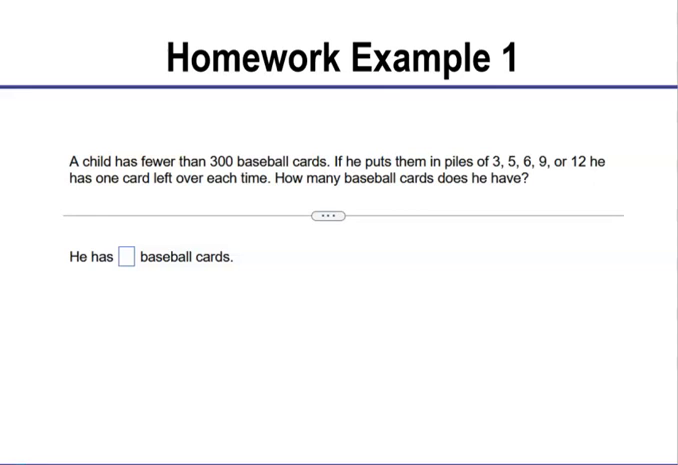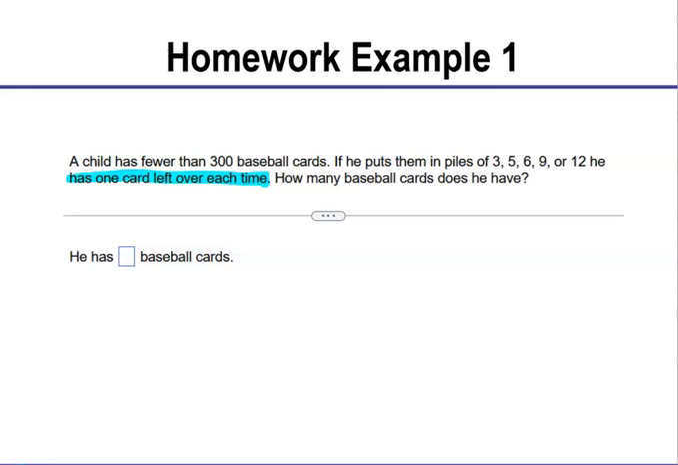Now, a way to approach this is we need a number that 3, 5, 6, 9, and 12 divide into, and it would be the smallest number possibly. That's why it says it's below 300. So I need a number. We're looking for the whole number that 3, 5, 6, 9, 12 divide evenly into. But it talks about this leftover card. It has one card left over each time. So when we find it, we're just going to add 1 to it.